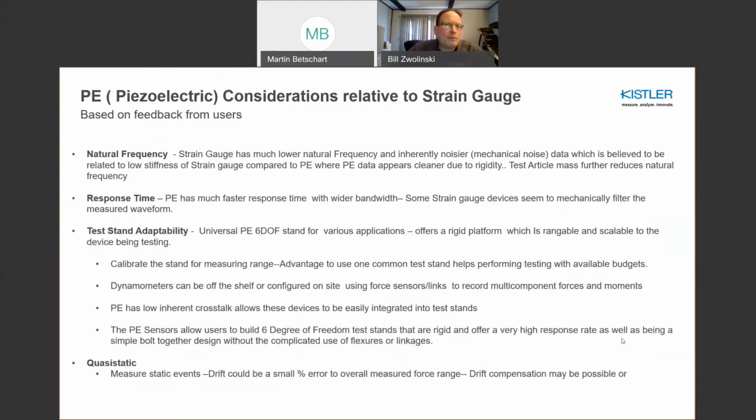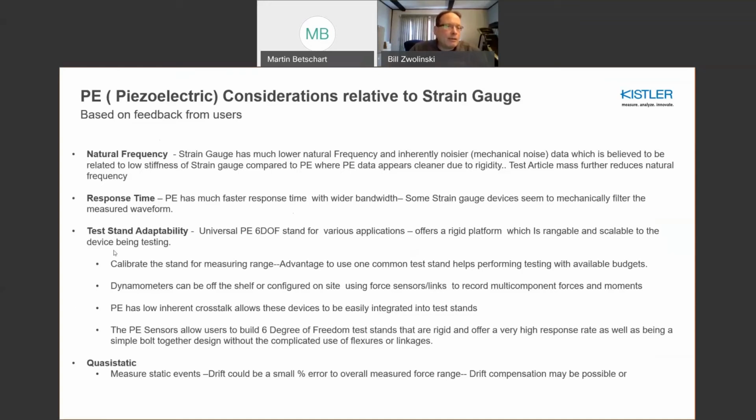Some people give me feedback on using piezoelectric and strain gauge. I just wanted to leave you with a couple thoughts. The natural frequency of piezoelectrics, users actually like, because it provides a higher frequency capability than what a strain gauge force sensor would achieve. A lot of times this is due to the high rigidity of the piezoelectric solution compared to a strain gauge. The response time, like I mentioned, the dynamic ability to have wider bandwidths, faster response time.